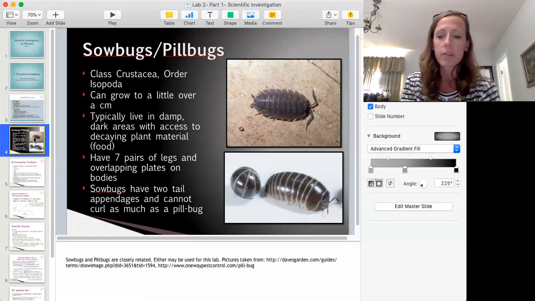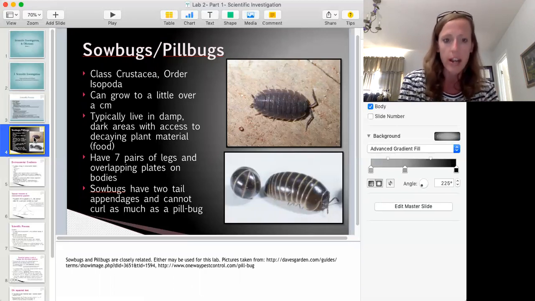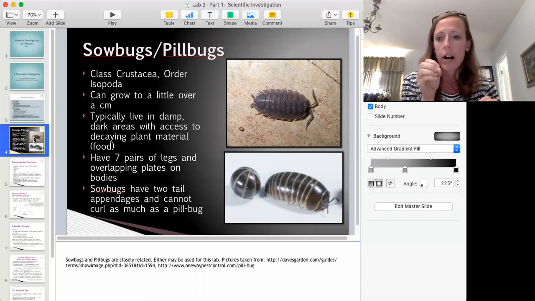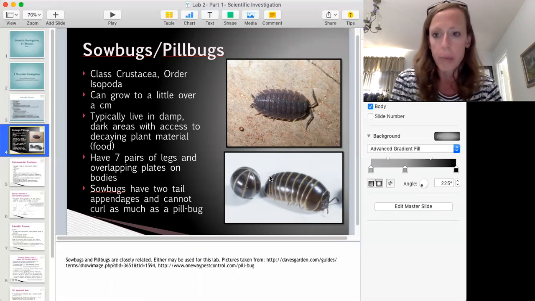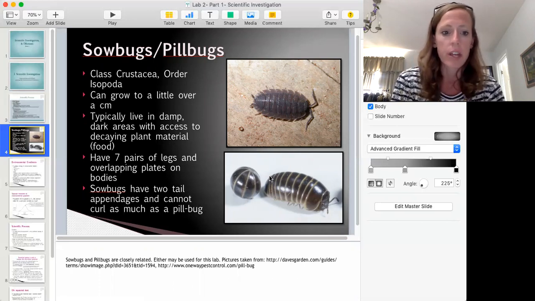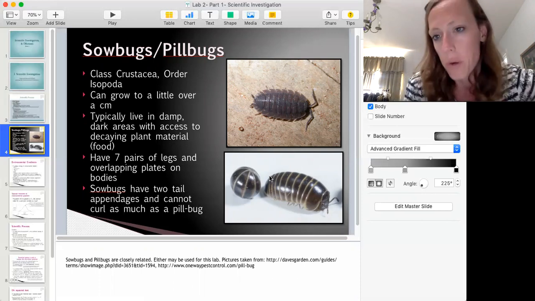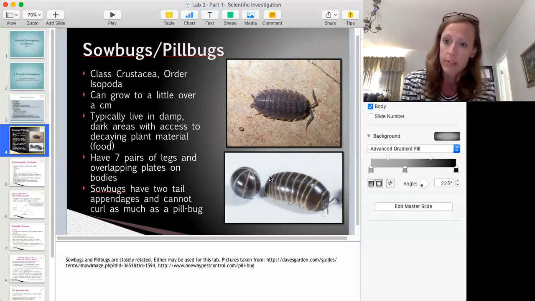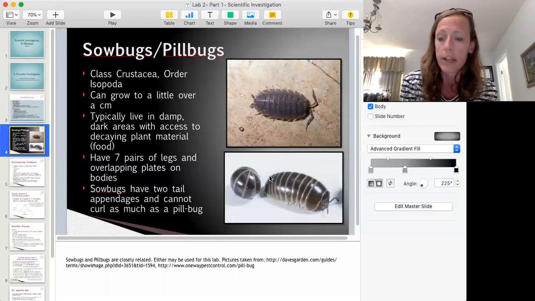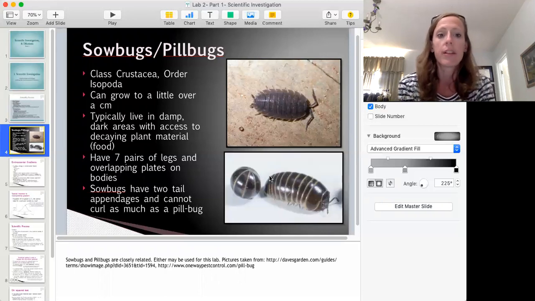Like I said, these little critters can be found outside in the garden. They're little small bugs that, as you can see in the bottom picture here, the Pillbugs can curl up into a little pill. Sowbugs can't really curl up as much as a Pillbug, but they can form like a small C shape. But they're closely related, and for the purposes of today's labs, we're going to use them interchangeably. So they're both in the class Crustacea and the order Isopoda.